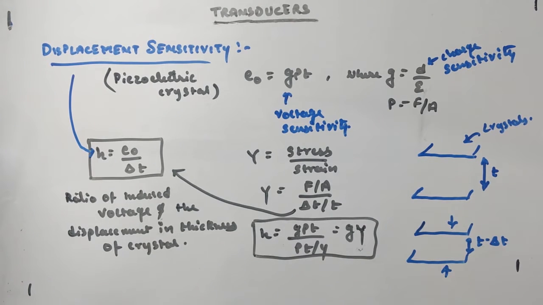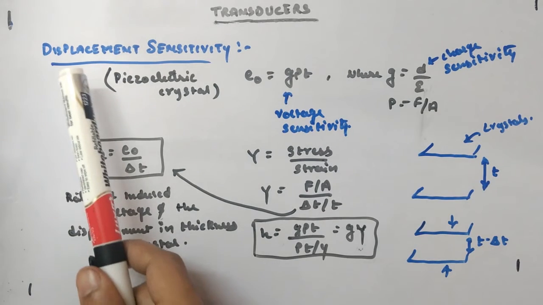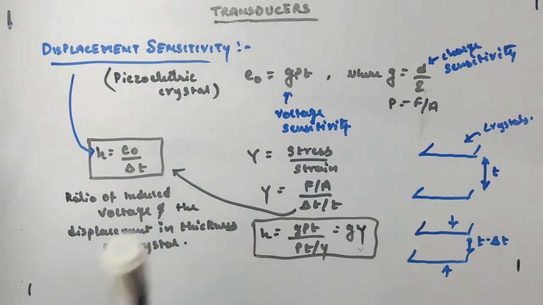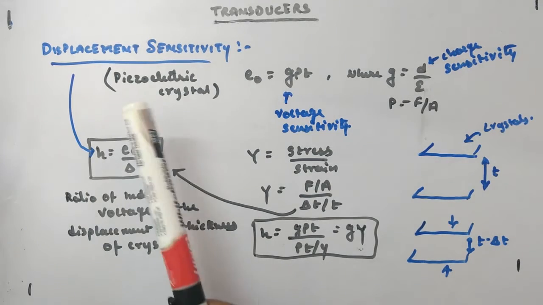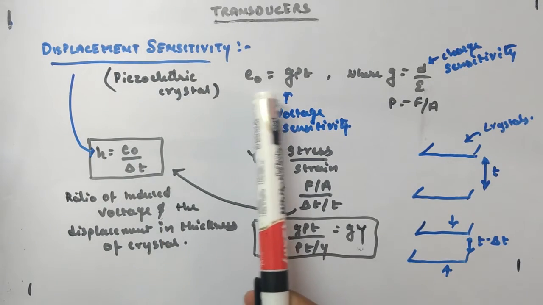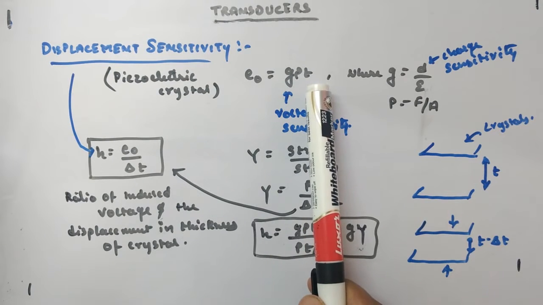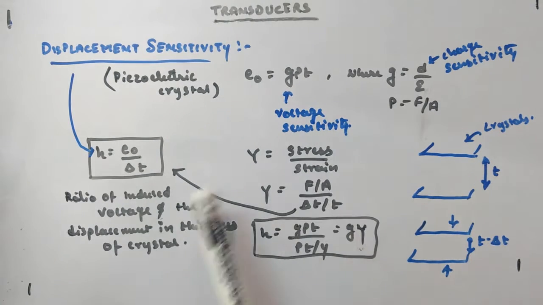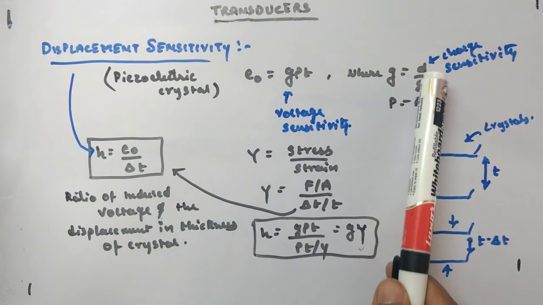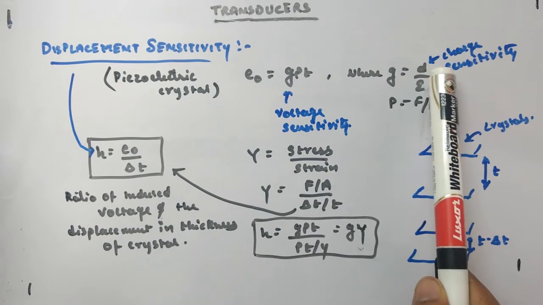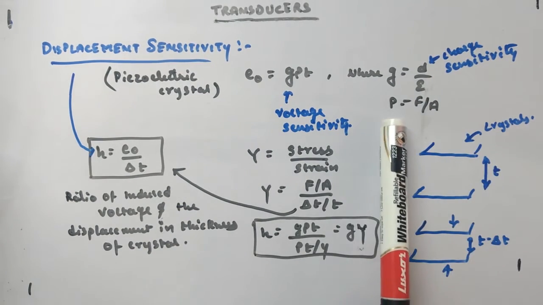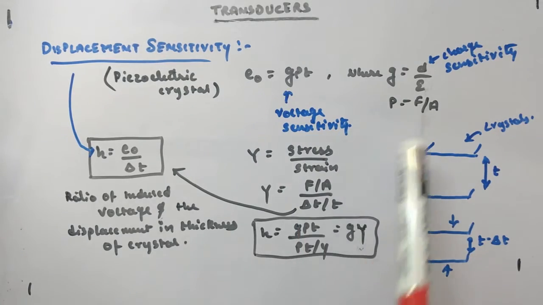Okay, so since you know about strain gauges and now piezoelectric crystals, there is something called displacement sensitivity in piezoelectric crystals. In a piezoelectric crystal, we saw E naught was equal to GPT, where P was pressure, T was thickness, and G was voltage sensitivity, which was defined as D divided by epsilon. D was charge sensitivity, and P is pressure, that is force per unit area.